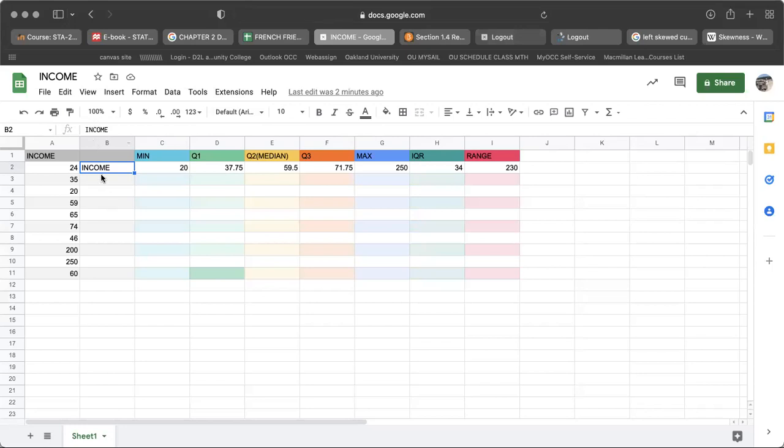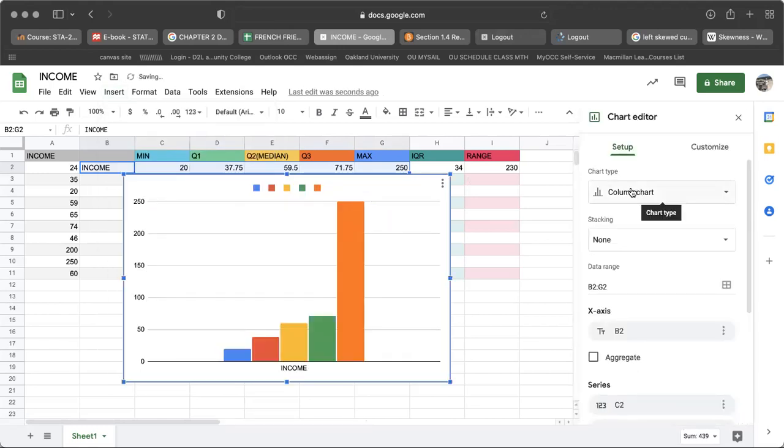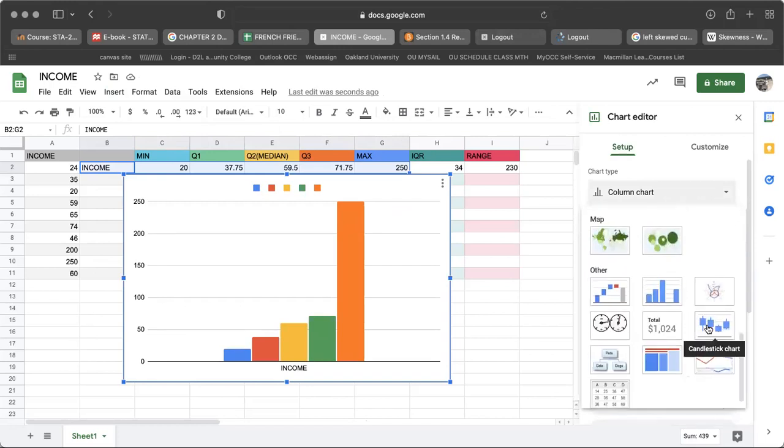All right, so for the box plot, before we pick the chart type, we need to take care of one thing. You need to have the word income on the same line with these 5 values: min, Q1, Q2, Q3, and max. That's just how it is, right? So what I'm going to do next is highlight this line from income all the way to maximum. Click on that and highlight. And then insert chart, same thing as when you do a histogram. For chart type, you go all the way down to candlestick chart, right there.